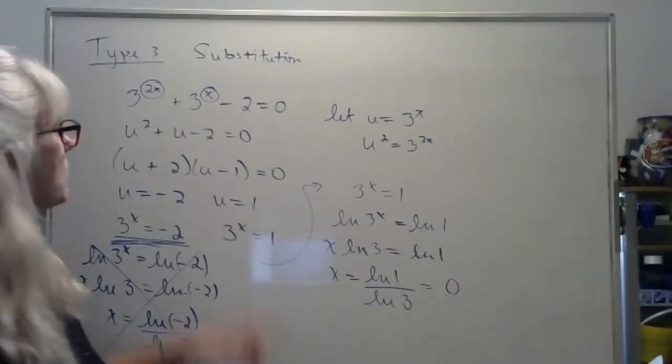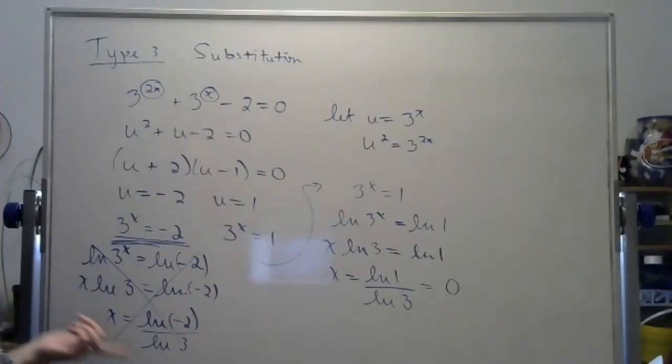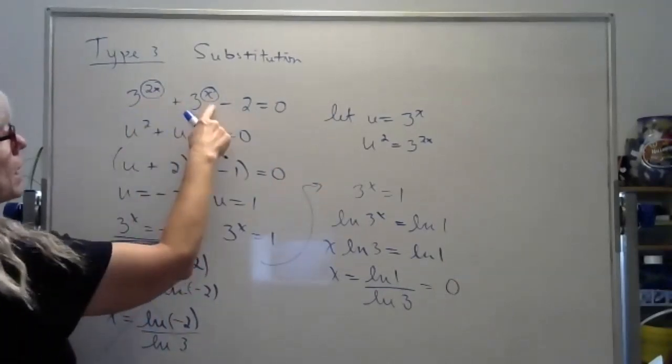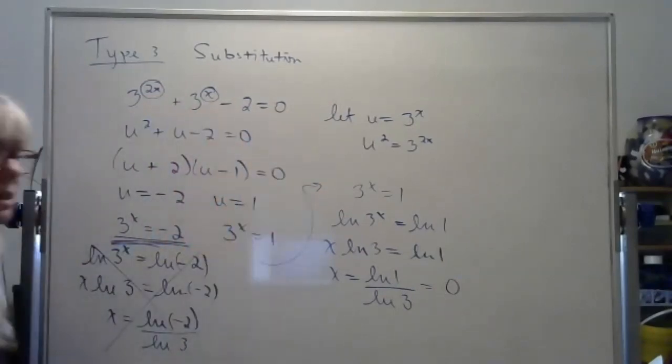So the only way for this equation to be true is if the variable is a 0. And sure enough, 3 to the 0 power would be 1. 3 to the 0 power is 1. 1 plus 1 is 2. 2 minus 2 is 0. So yes, it does work.